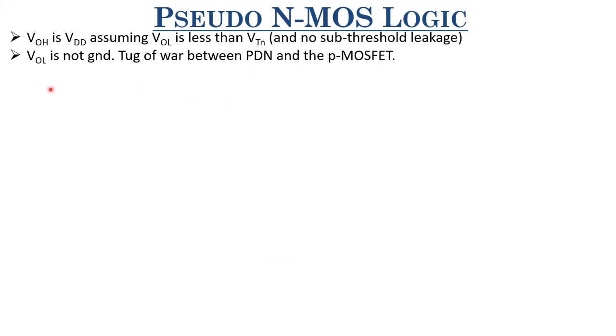However, as I discussed earlier, VOL is not ground. Why is VOL not ground? Because even if the PDN is on, your unconditional load is trying to pull that node towards VDD. So there's a tug of war going on between the PDN and the PMOS, right? So if VOL is not ground, what does it lead to? It leads to a reduced noise margin. And since the unconditional load as well as the PDN is turned on, there's a path from VDD to ground, so static power dissipation will also be there.